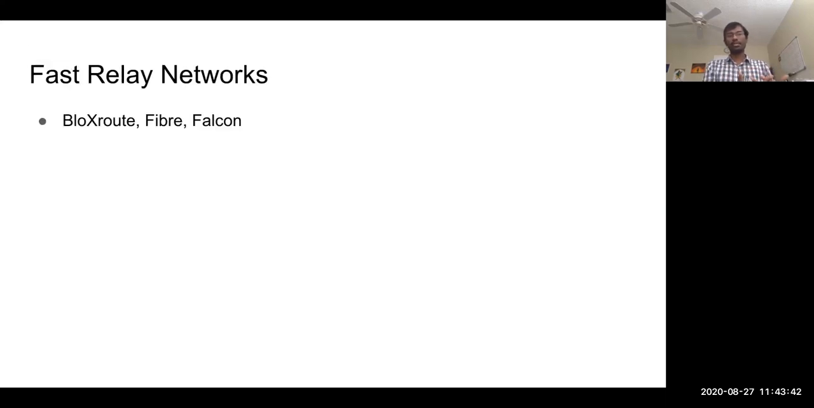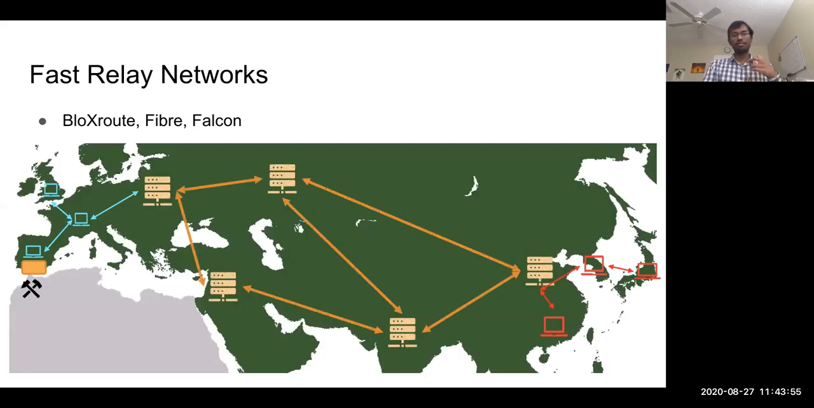Now, one important line of work in trying to accelerate the speed of block propagation in blockchain systems is what are called relay networks, fast relay networks like Blockstore, Fiber, and Falcon. The main idea here is there's this network of fast relay nodes that are spread out throughout the world. And these nodes assist in spreading blocks very fast across the entire network.